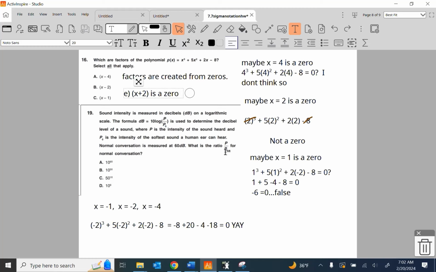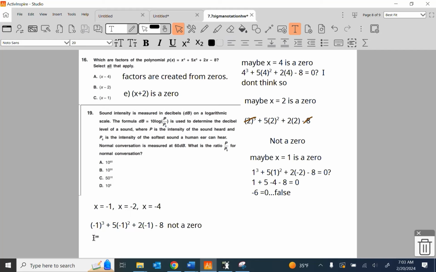So there's one of them. Let's see here. I forgot about D completely. D is when I plug in the negative 1. I don't think it's going to happen. Now look at this thing. That's negative 1 plus 5 minus 2 minus 8, not a 0.